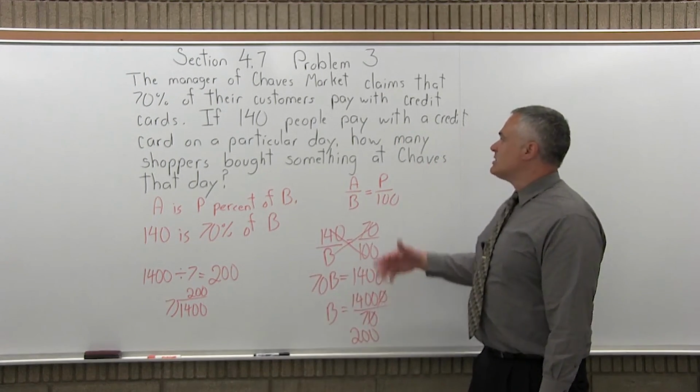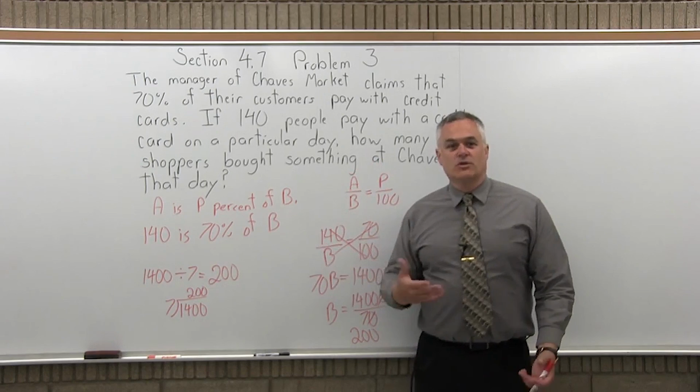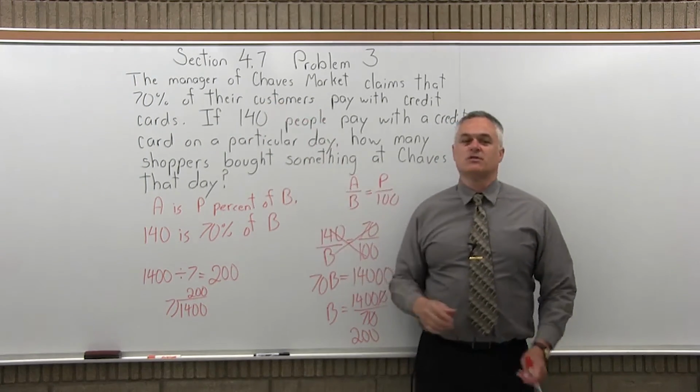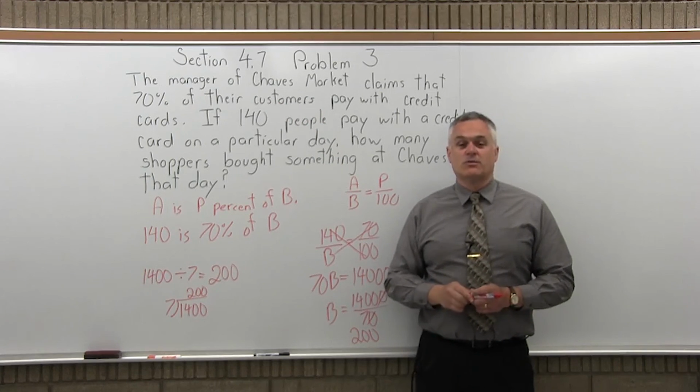So B is 200. So that's telling you on that particular day there was a total of 200 shoppers. If 140 bought something with a credit card, and that represents 70% of the shoppers overall, the total number of shoppers would be 200.